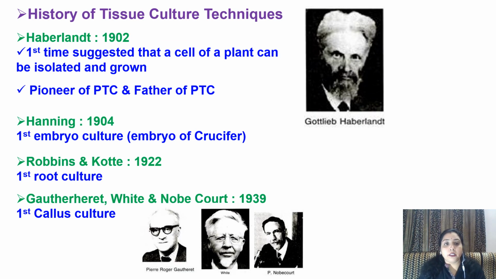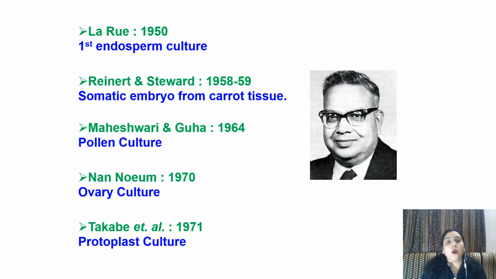History of tissue culture. Some of the important contributions. First one is Haberlandt. He is known as father of plant tissue culture. He had first time suggested that a cell of a plant can be isolated and grown outside the plant body. Hanning has performed first embryo culture. Robbins and Kotte have done first root culture. Gautheret, White and Nobecourt had performed first callus culture. Lary has done first endosperm culture.